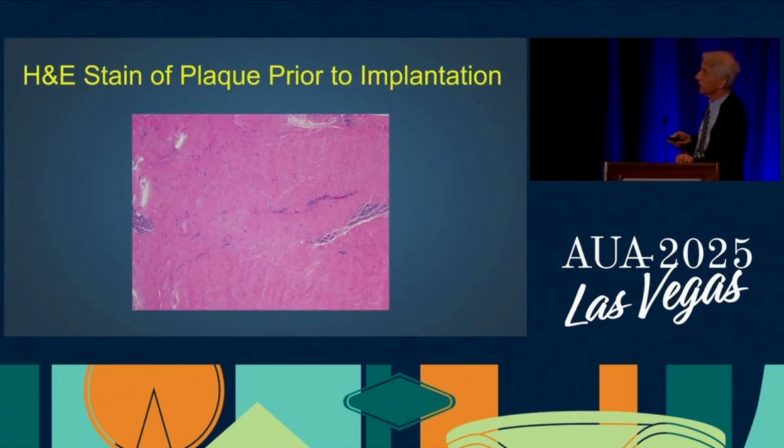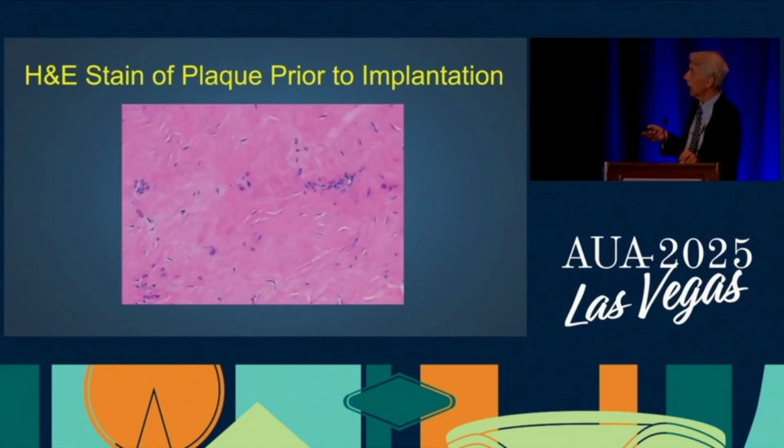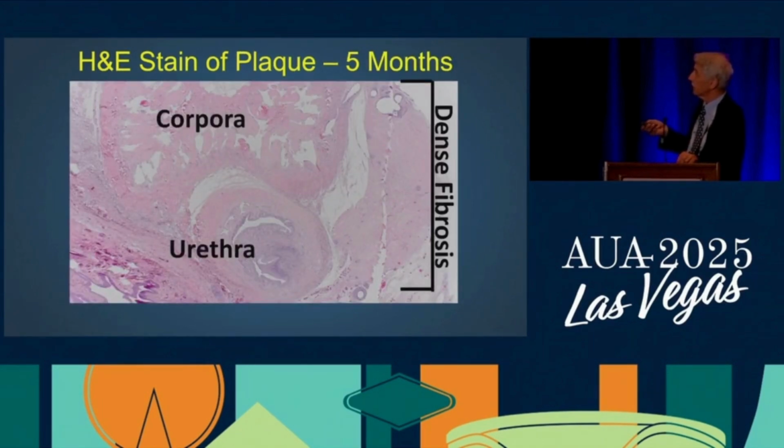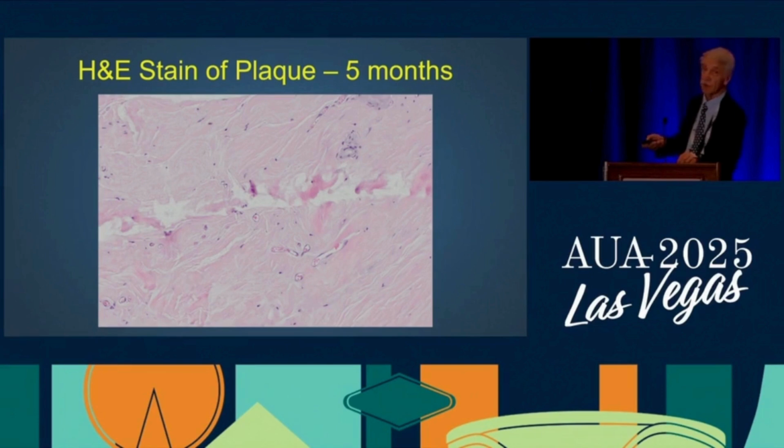And here is an H&E stain of the plaque prior to implantation. It basically shows some fibroblasts and myofibroblasts and a lot of cellular tissue. This is just a higher power of it. And also here's a cross section. This is after 5 months. We sacrificed this animal, and you can see on the far left the foreskin, the corpora, the urethra, and here's this area where the graft was placed. This is just a higher power showing the dense fibrosis on the far right. And this is 5 months later. Once again, you can see that we still have ongoing cellular nuclei of cells and also dense tissues.